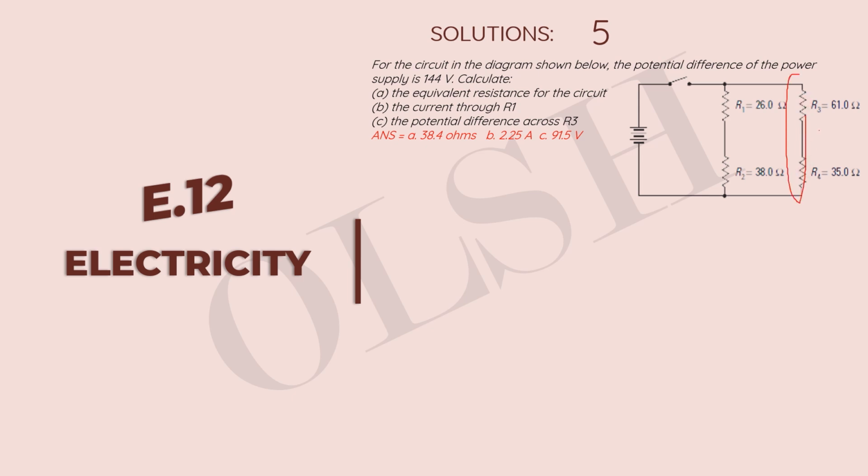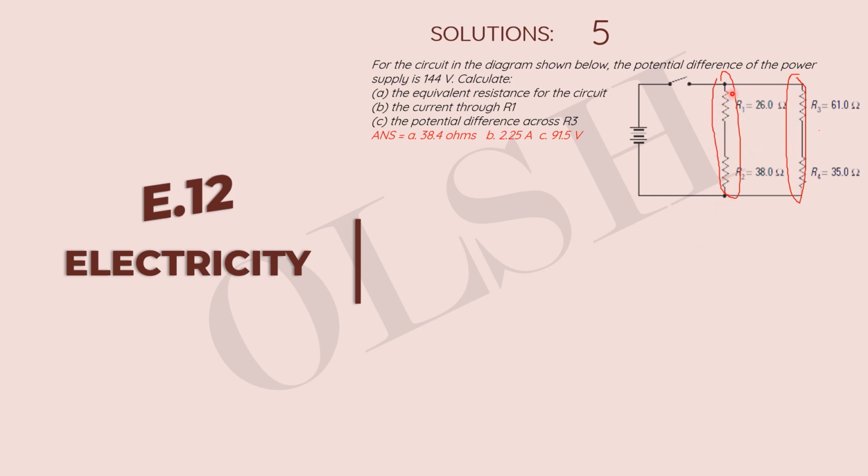So let's look at this whole network as against this whole network. Are they in series or parallel to themselves? Let's assume this is one resistor and this is one resistor. Are they in series or parallel?